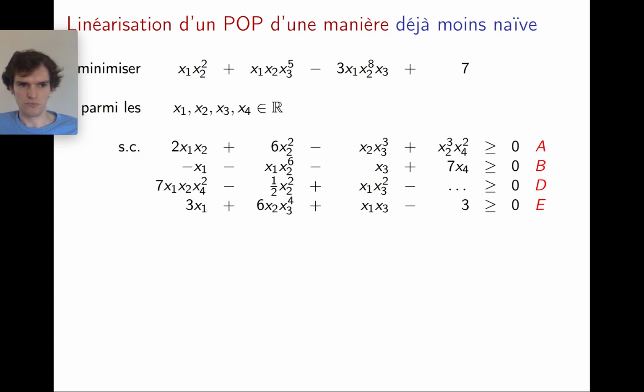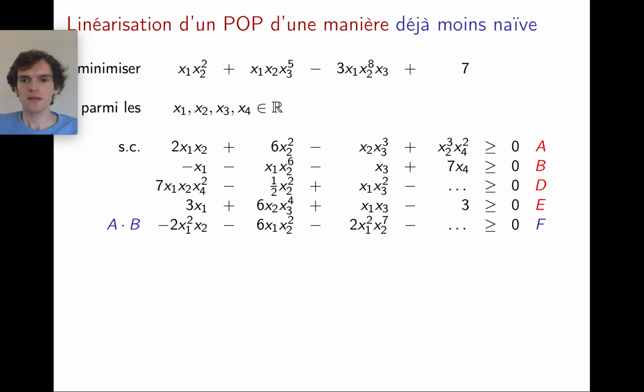So let's go back to our original polynomial optimization problem. Remember, we have these 4 real variables that we're optimizing over, and then we can label our 4 polynomial inequalities. So we have A, B, D, and E. What we could try to do is multiply, for instance, A times B. Both of them are non-negative, so if you multiply them, then they should also be non-negative. It's redundant. You could add that as a constraint to your problem. It's not going to change anything.